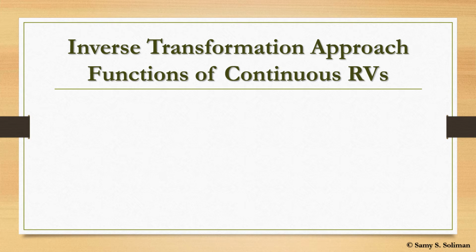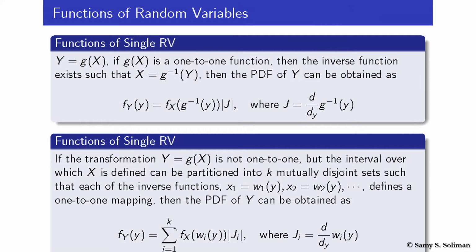Moving forward, for continuous random variables, we will also use the inverse transformation approach to find the probability density function of a random variable defined in terms of another random variable, or a couple of random variables defined in terms of other two random variables. Let's start with single random variables. So we have the same conditions: if we have y, a new random variable defined in terms of a known random variable as a function g, where g is a one-to-one function, then the inverse function exists. That is, we can express x as a function of y.